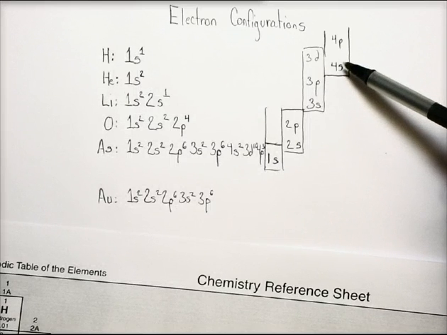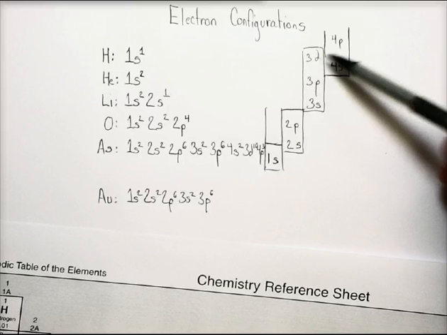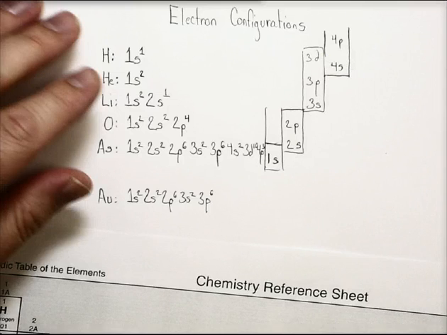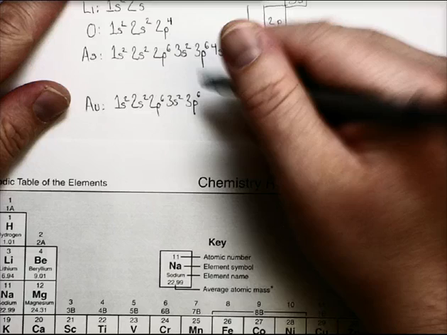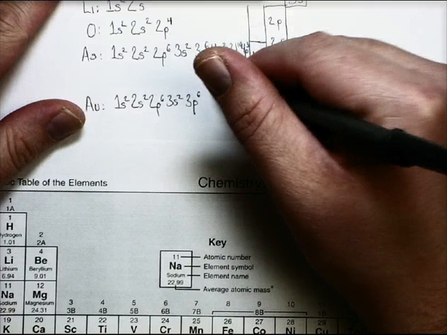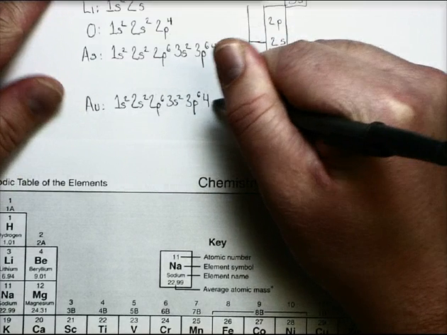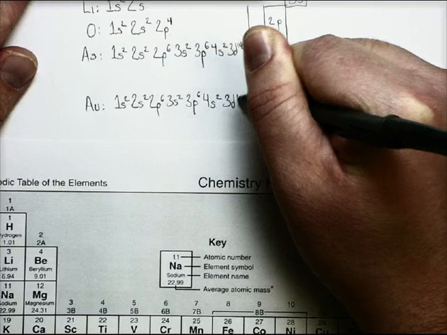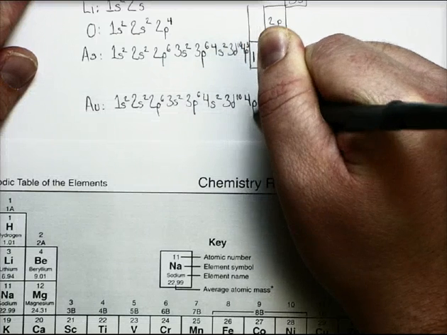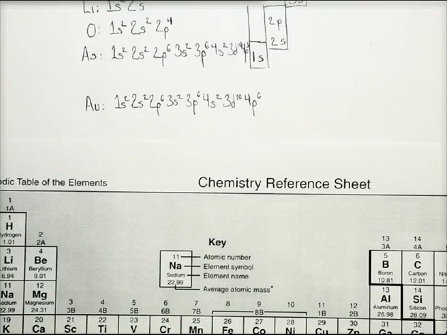So 3s2, 3p6, 4s2, 3d10, 4p6. Let's stop there and get a count. If I'm not mistaken, that should give us 36 electrons there. We've got a ways to go.